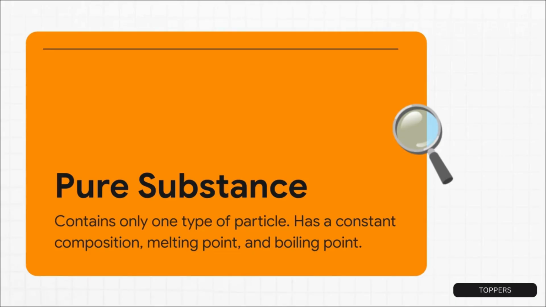So what's the scientific difference? A pure substance is defined by its consistency. Every single tiny particle is exactly the same. And because of that, it follows strict rules. Pure water always boils at 100 degrees Celsius at sea level. Always. You can't separate it into different parts using physical methods like filtering. It just is what it is.